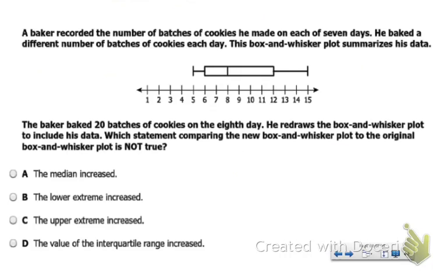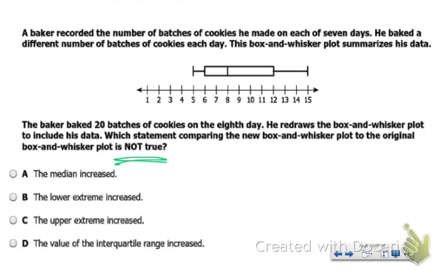Okay, a baker recorded the number of batches of cookies he made in each of 7 days. The box and whisker plot summarizes his data. He baked 20 batches of cookies on the 8th day. If he redraws the box and whisker plot to include this data, which statement comparing the new box and whisker plot to the original box and whisker plot is not true? Okay, they love questions like this.